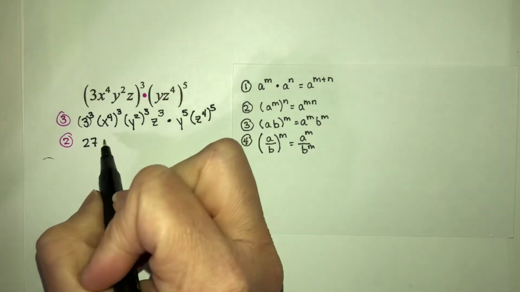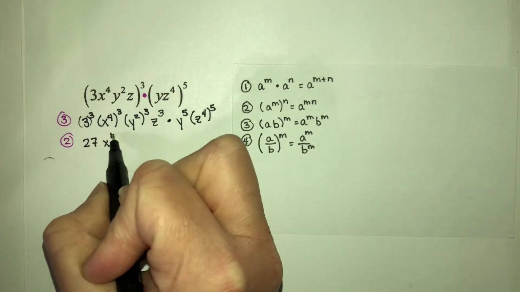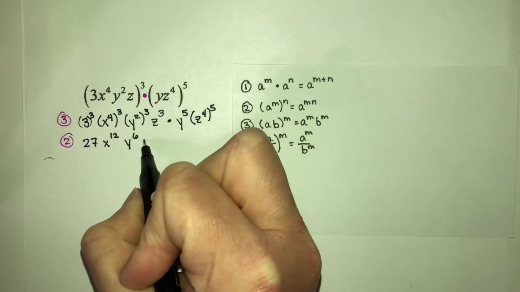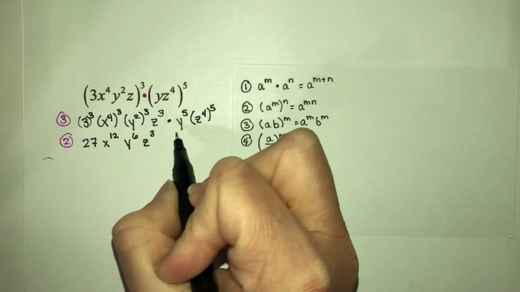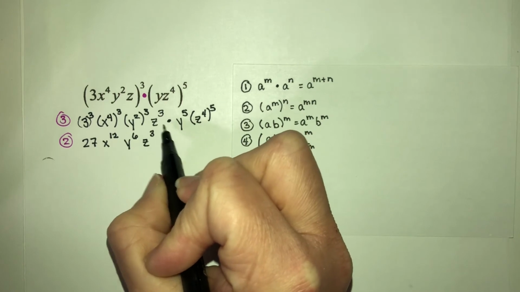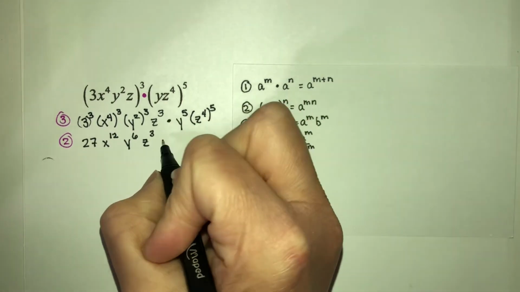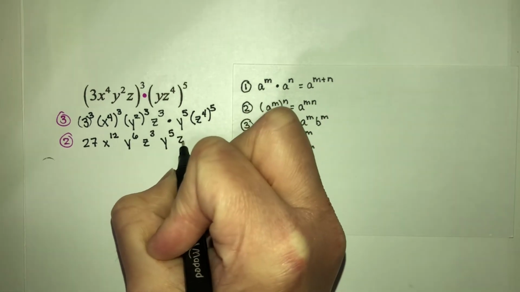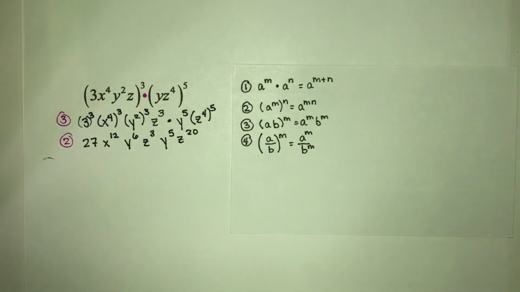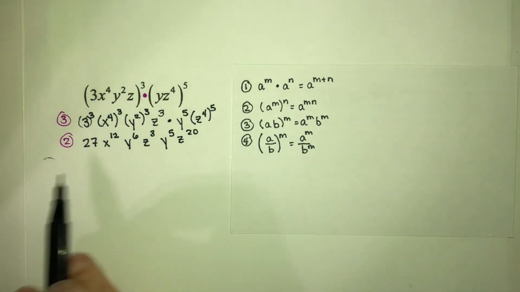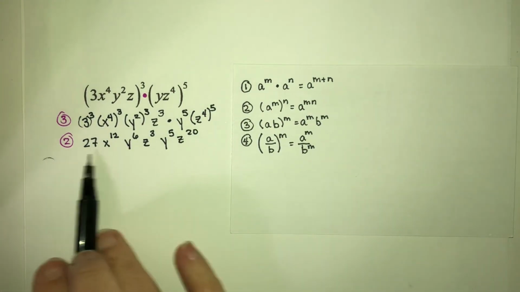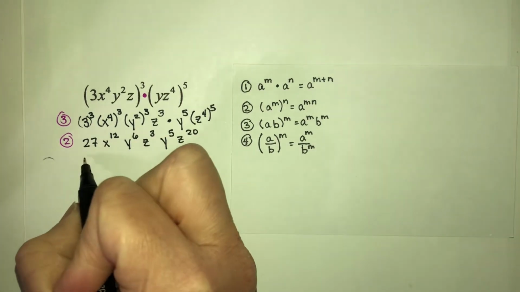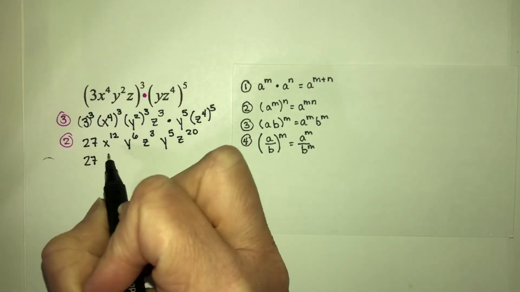Multiply these exponents. That's going to be x to the 12th power, y to the 6th power, z cubed. I don't need the dot because this is all multiplication and it's understood. y to the 5th, z to the 20th. Okay, it's looking better, but I still have repeated bases. So what I'm going to do here is I'm just going to rearrange so that the like bases are side by side.